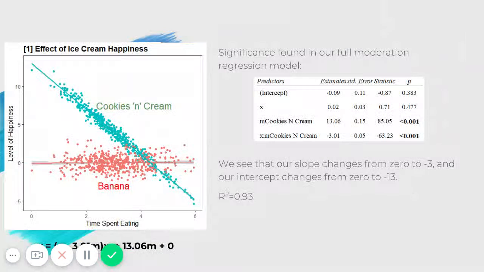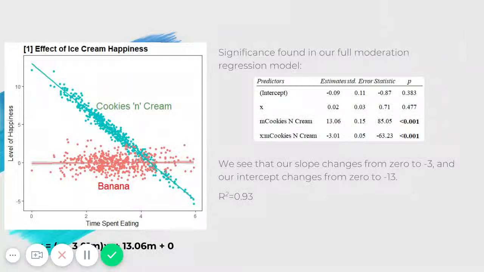So for our first moderation, I wanted to look at the effect of different types of ice cream, specifically banana and cookies and cream flavored ice cream, on happiness. So I tested the full moderation model. We see that the estimates are B naught is negative 0.09, B1 is 0.02, B2 is 13.06, and B3 is negative 3. B2 and B3 are the only ones that are significant.